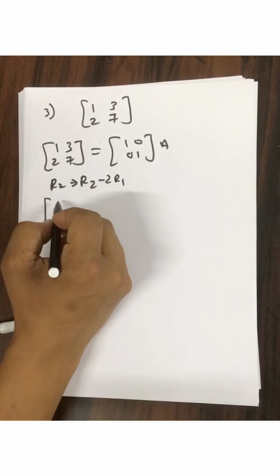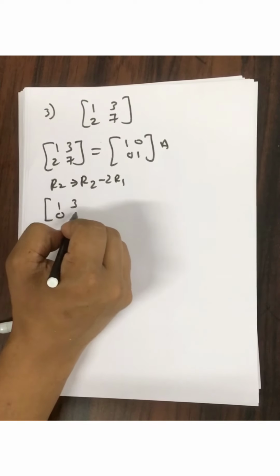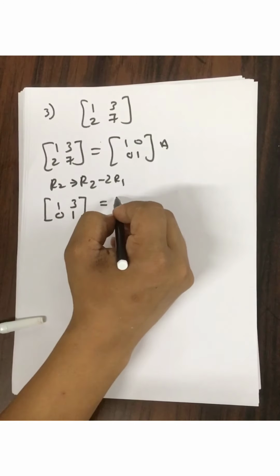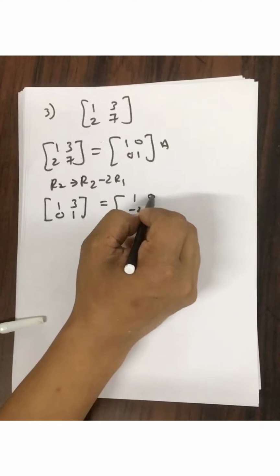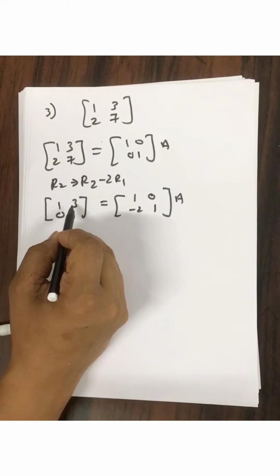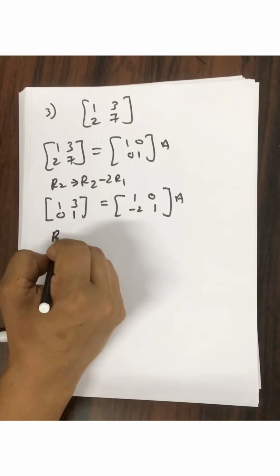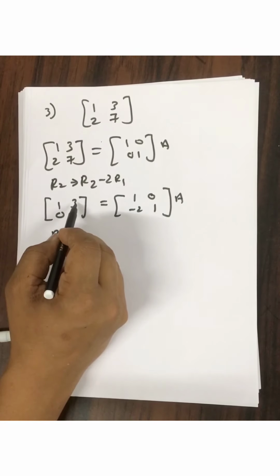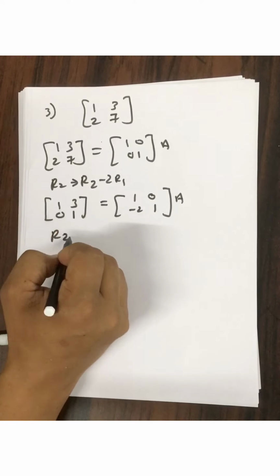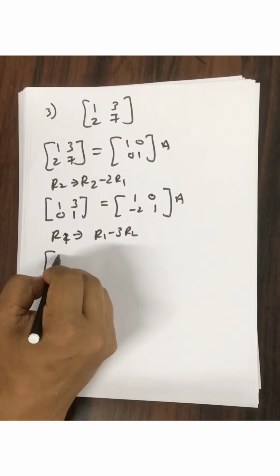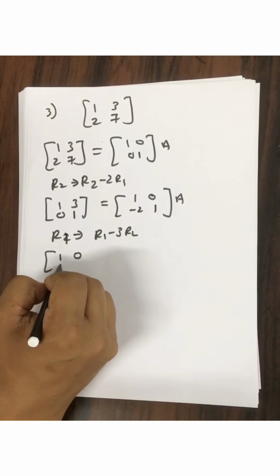So what will we get over here? 1 3 and 0, and 1 equals 1 minus 2 0 1 into A. Now this has come. Now 3 we have to get rid of. So what do we do? In R2, see, this is 3. In R1 we can do R1 minus 3 R2. So this will be 1, this will be 0 0 1.